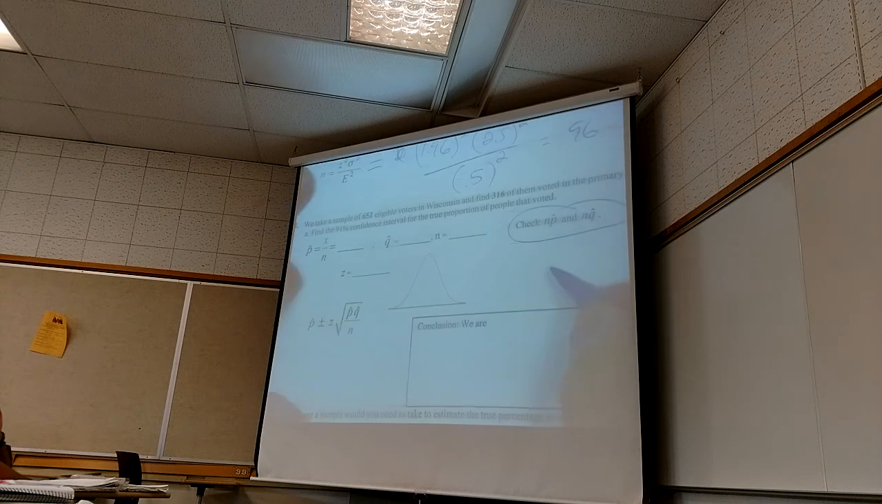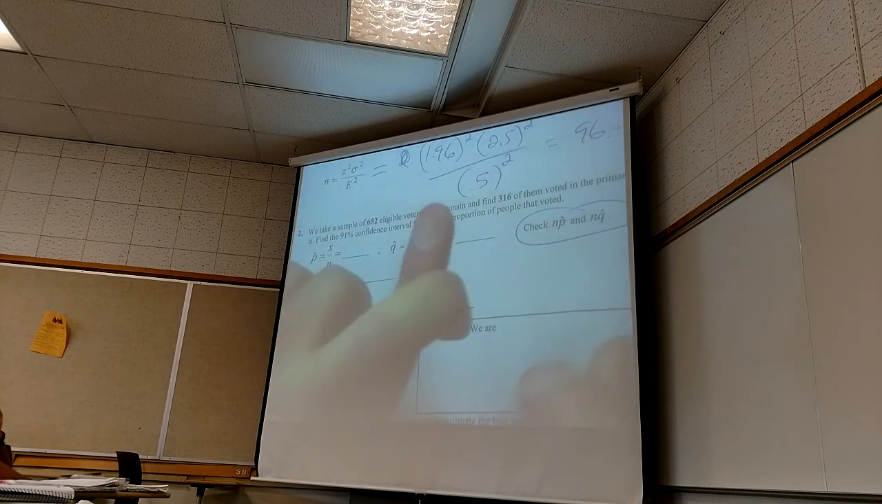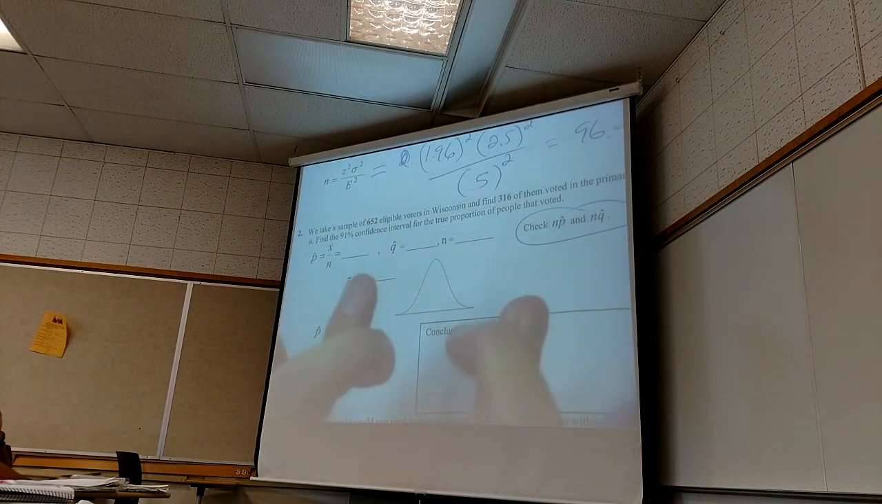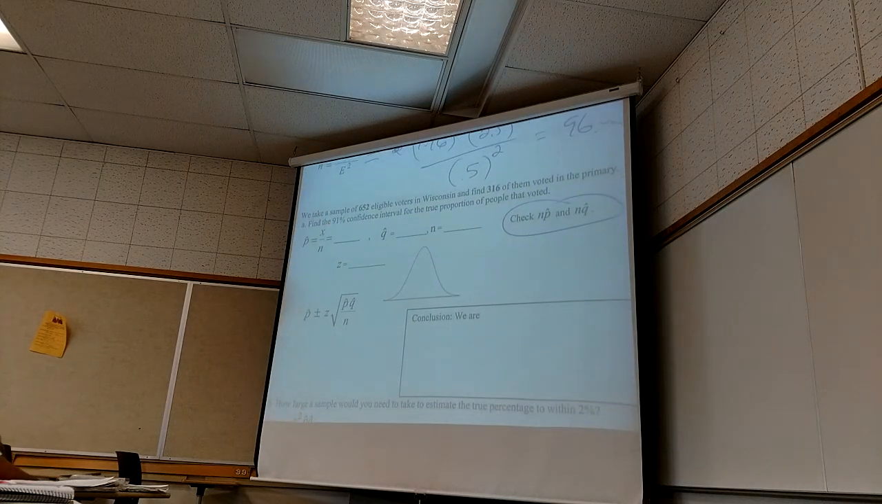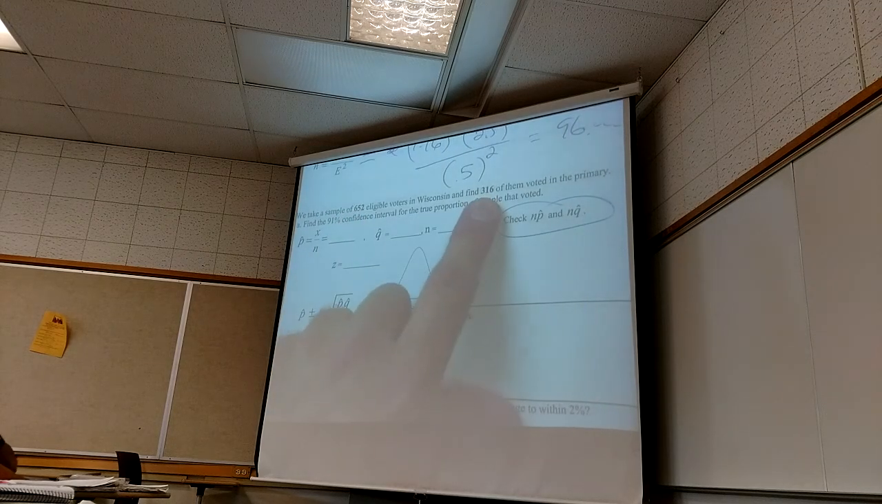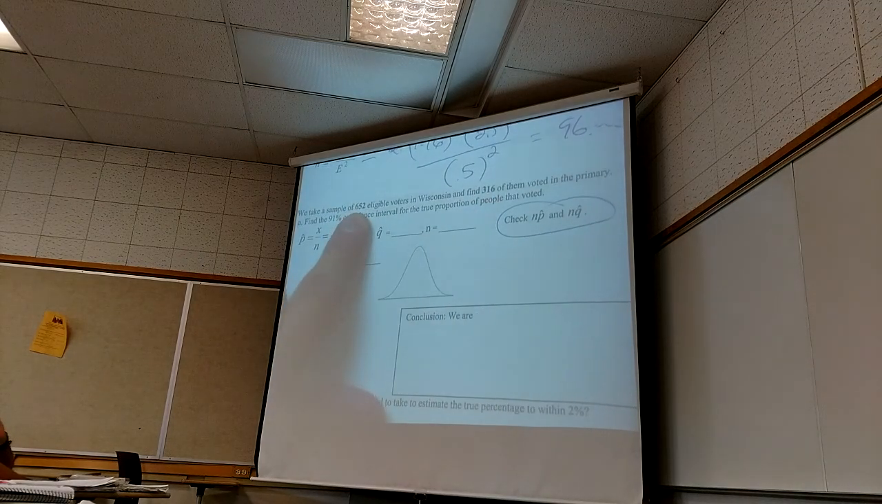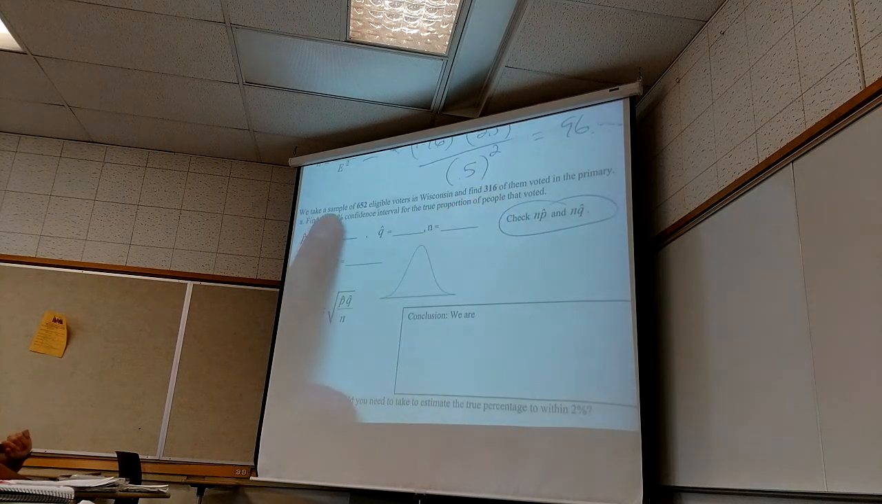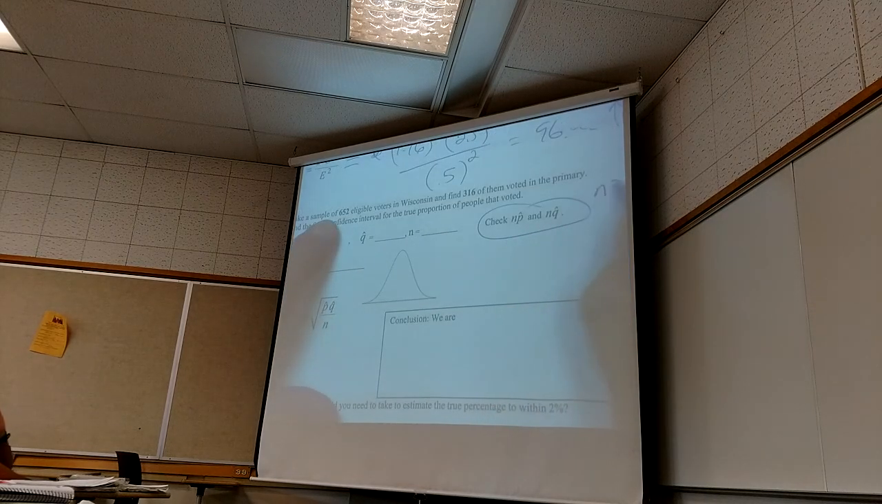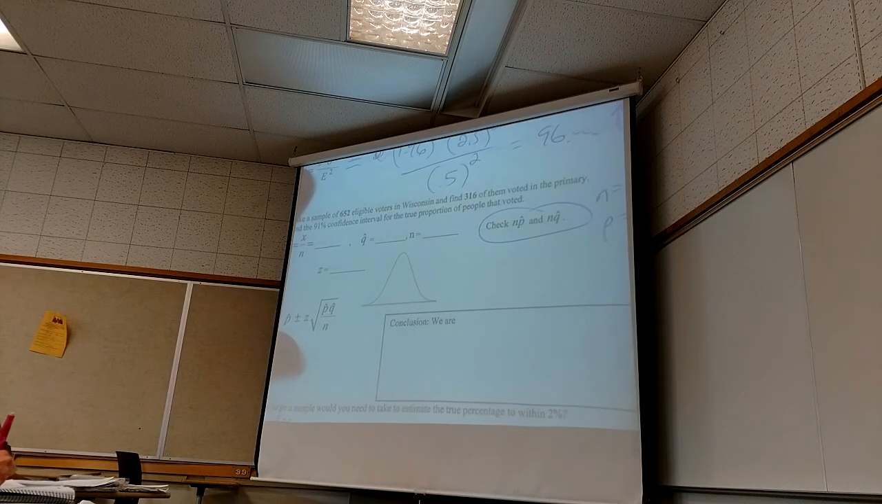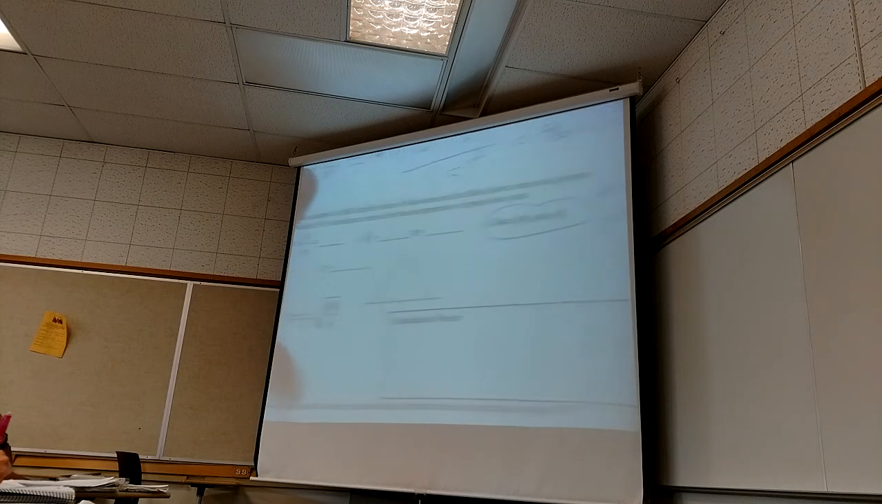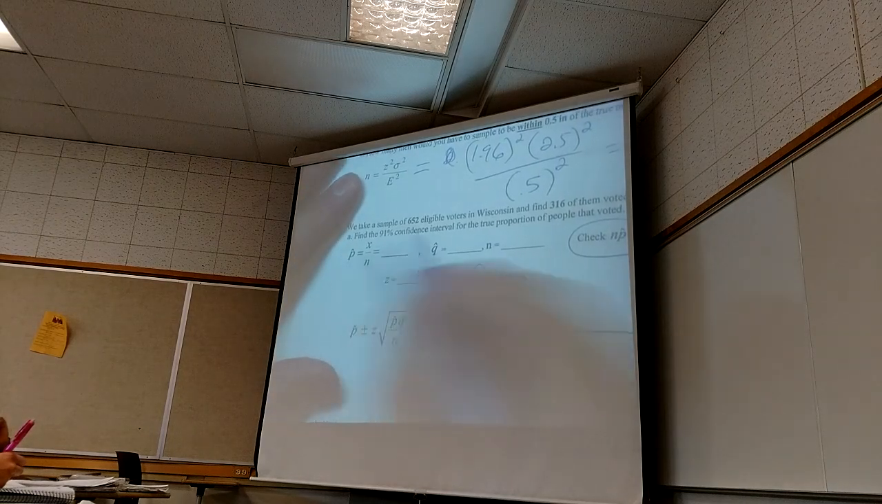What's n? 652. What's n always? The total number of things in my sample is 652. 316 of them did something interesting, but I had to get all of these people to find these people. Right? So n is 652. What's p? Do we know yet? 0.91. Now watch this.